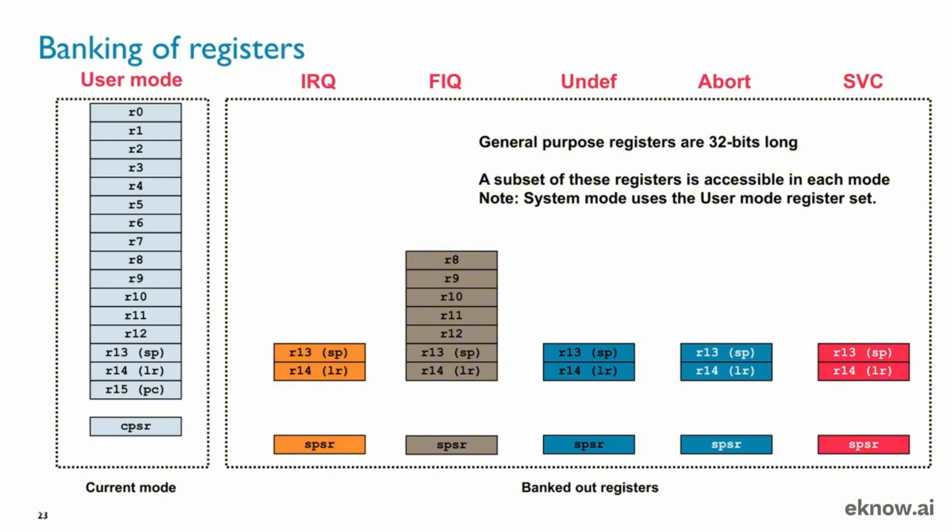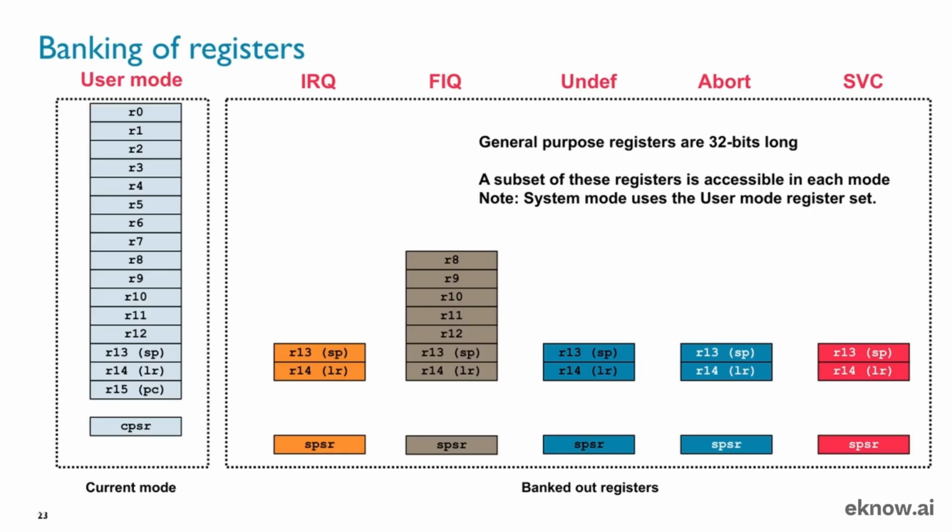Now look closely at FIQ mode. Do you see a difference compared to the other exception modes? FIQ, which stands for Fast Interrupt Request, has even more banked registers. It has its own private copies of R8, R9, R10, R11, and R12, in addition to its own R13 and R14. Why do you think that is? It's to make it fast.